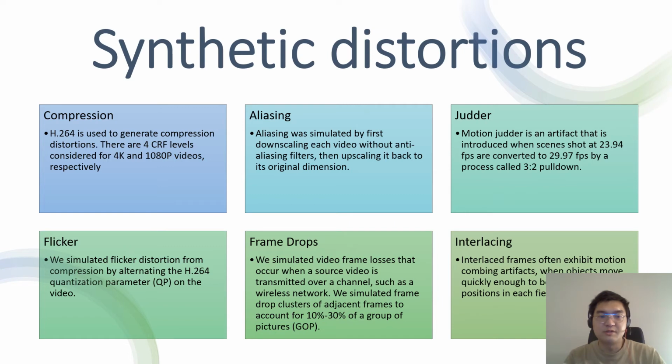We simulate flicker by alternating the QP value in the H.264 codec. For frame drop, when that happens, we simply repeat the previous frames. Nowadays, there are still a lot of live streaming videos captured in interlacing format. When they are deinterlaced improperly, they can create a combing effect.